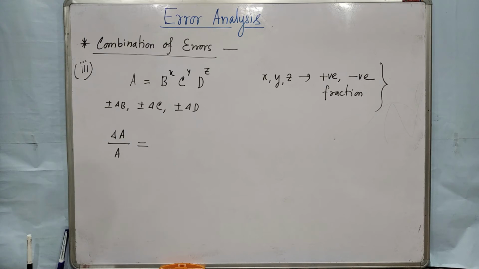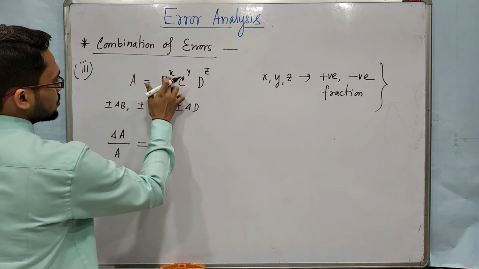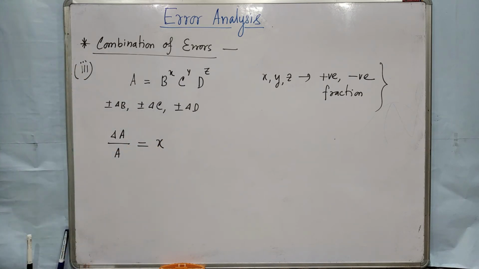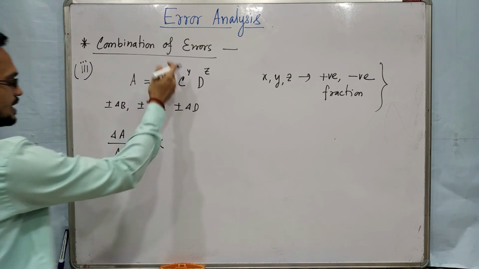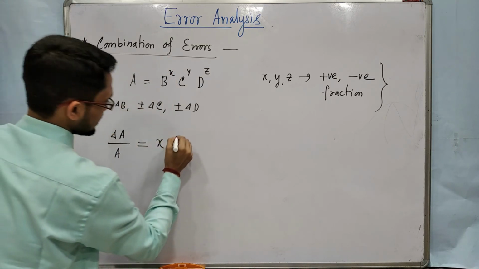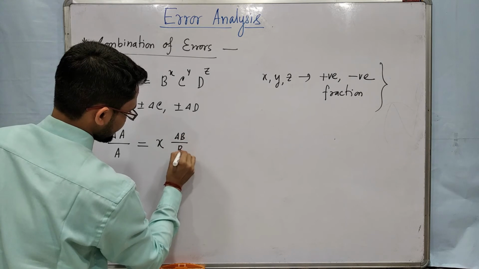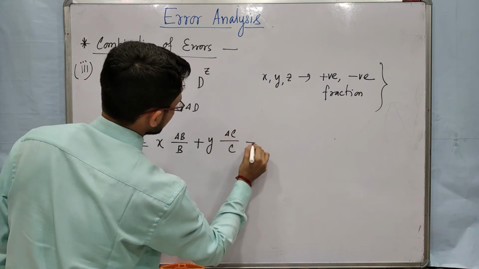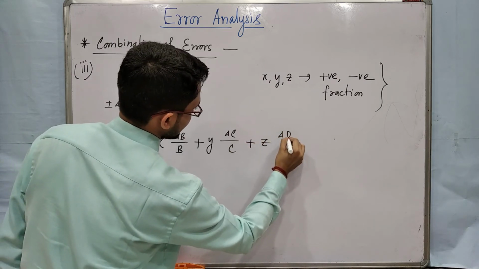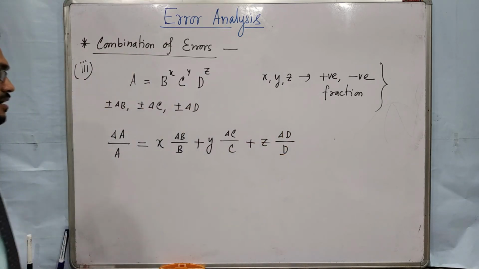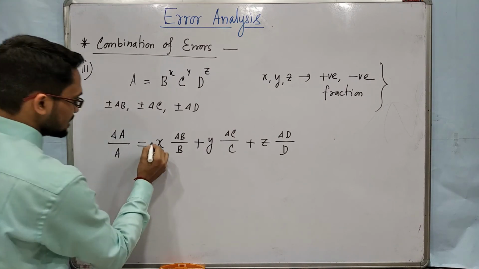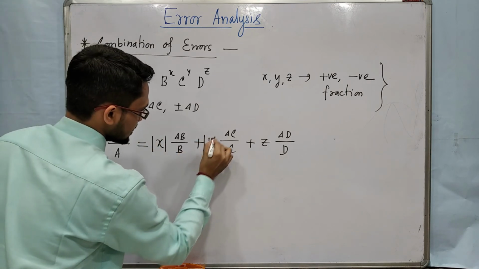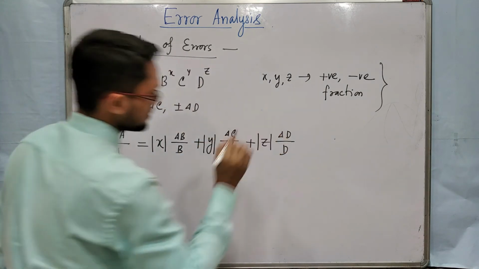Now what will be the formula? Look at it very carefully. We take the powers out in front: b to the power x, so x comes in front of delta b by b, plus y delta c by c, plus z delta d by d. Now I am telling you a very important thing: this x will be inside modulus, y inside modulus, z inside modulus.